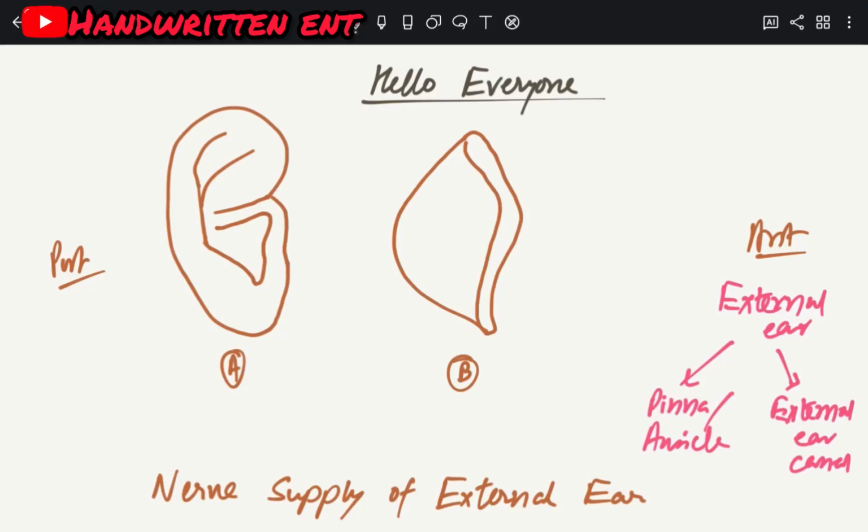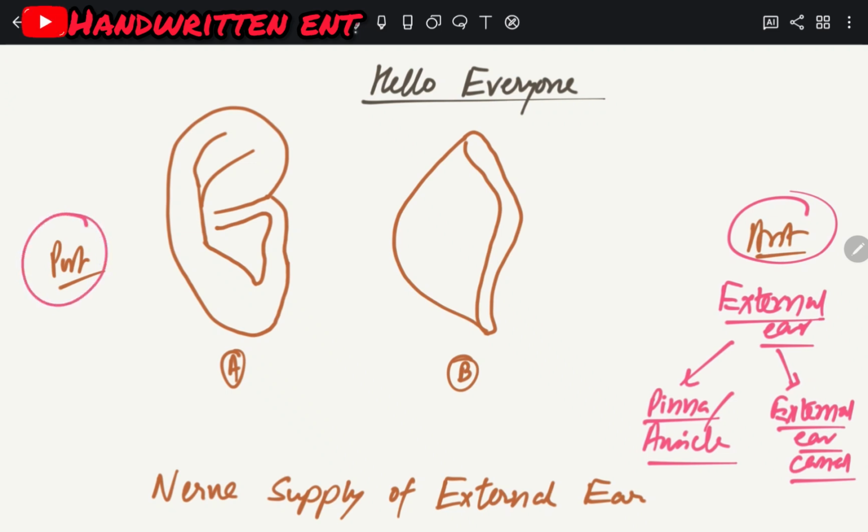So our today's topic of discussion is nerve supply of external ear. As you already know, external ear is divided into two parts, that is the pinna or the auricle and the external ear canal. So we will learn step by step the nerve supply of the external ear. First we are going to start with the nerve supply of the pinna or the auricle. So this is the anterior direction, this is the posterior direction. So this is basically a right ear.